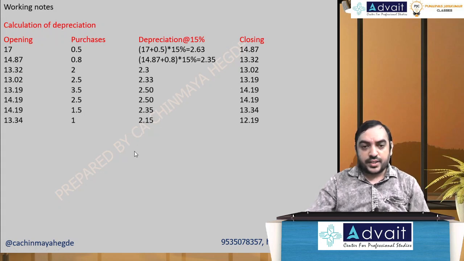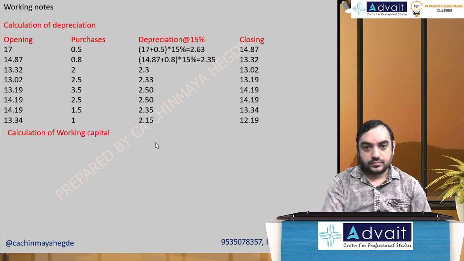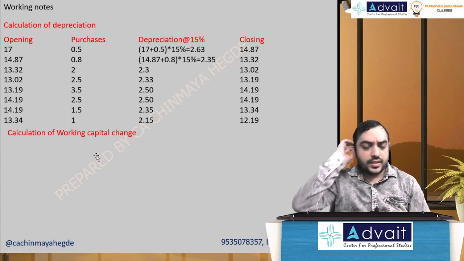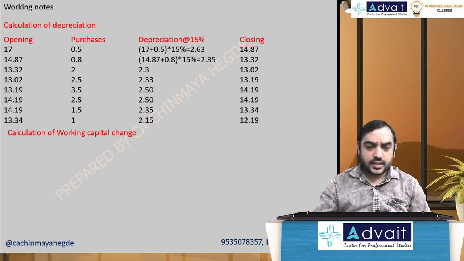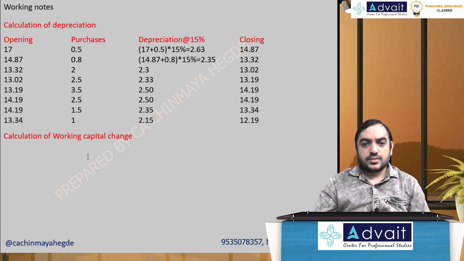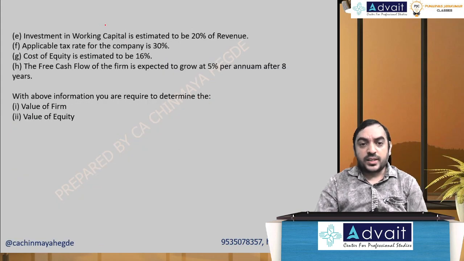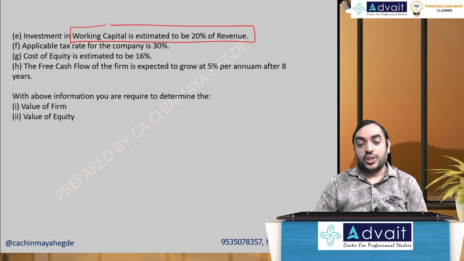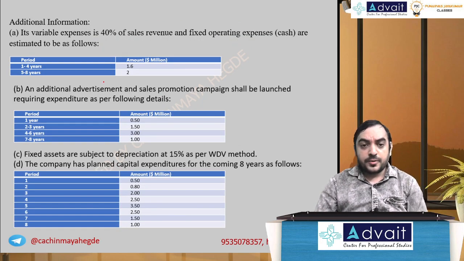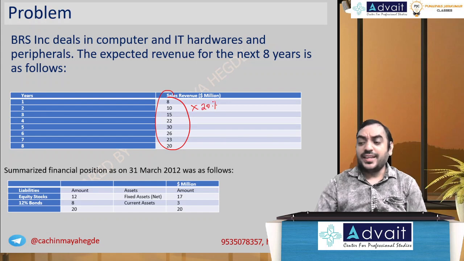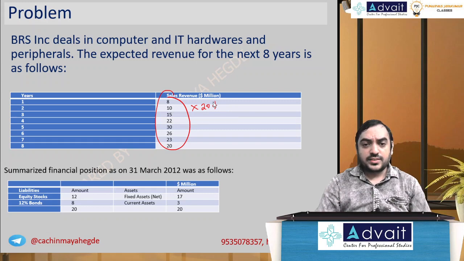Next, calculation of working capital change. Again, let me do it in the vertical format or horizontal. I think I can do both ways. Anyways, let's do it based on sales. They have given the sales. And what about working capital percentage? They said investment in working capital is estimated to be 20% of revenue. Revenue they have given already for 8 years. So they have given the table already. You just need to multiply it by 20% each. So you'll get the working capital. So let's calculate.